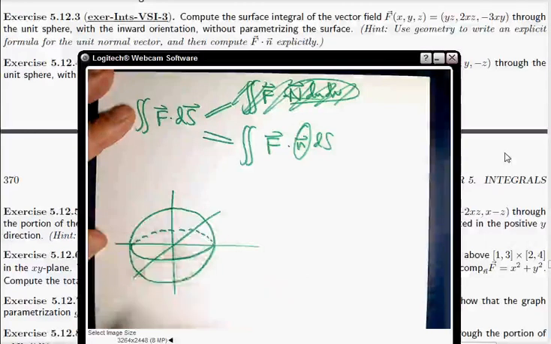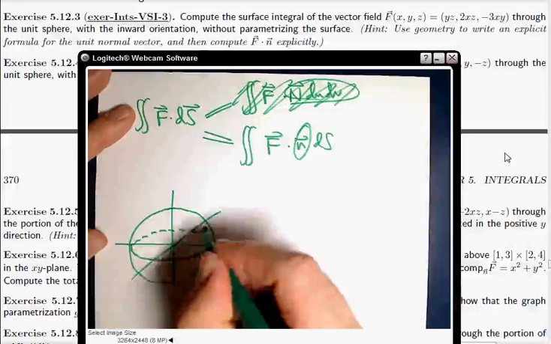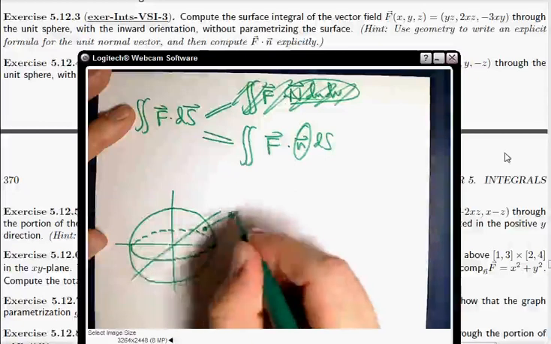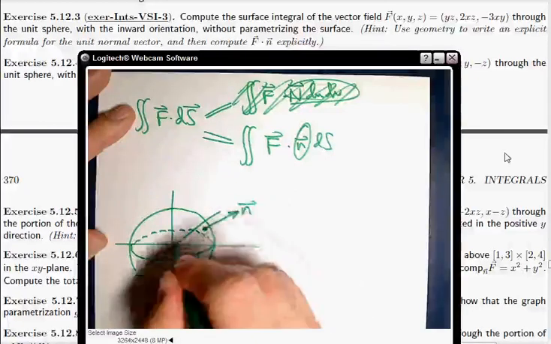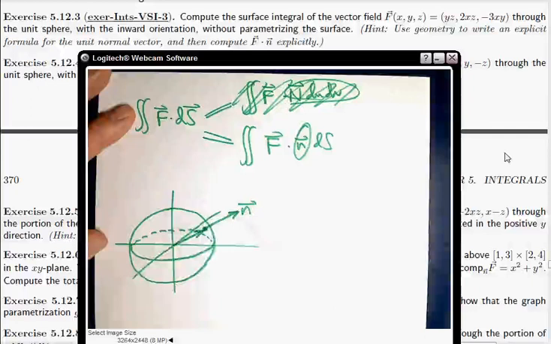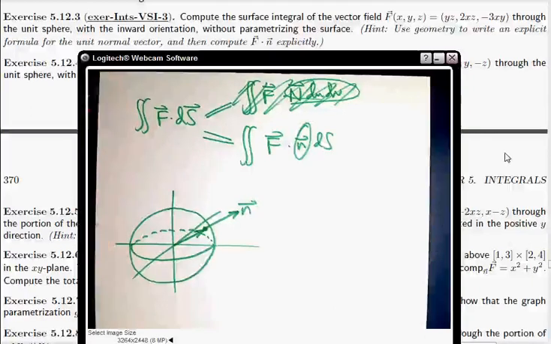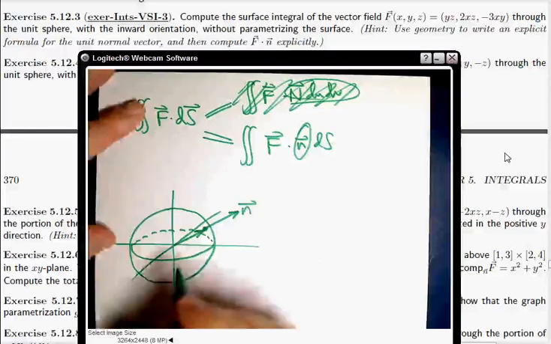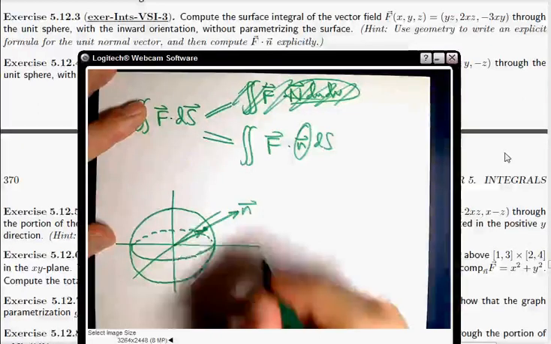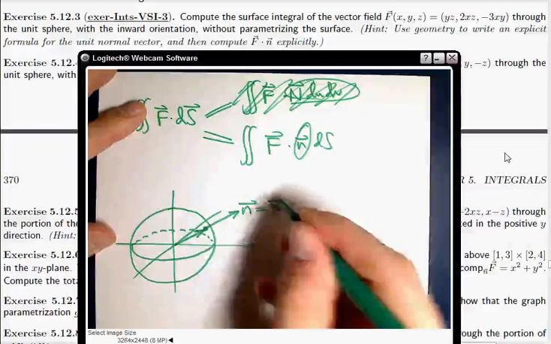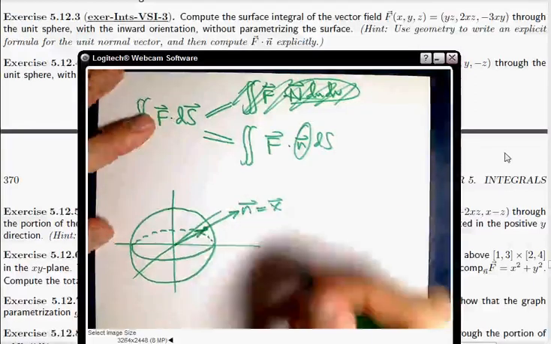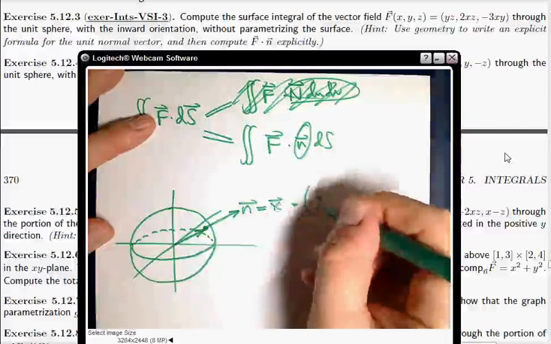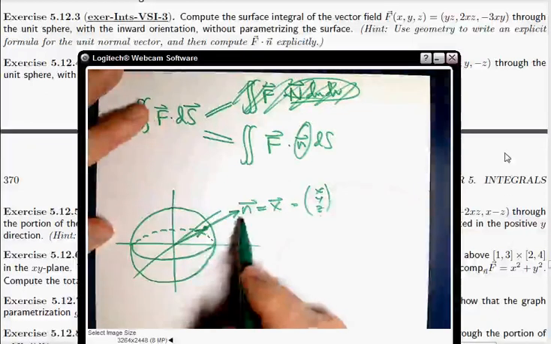But if you have some point on the surface of the unit sphere, the outward pointing unit normal vector, note, is exactly the same as the position vector for the point. They point in the same direction because of the symmetries of the sphere, and they're the same length because this is a unit sphere, and therefore that position vector has unit length. So that n is just x. In other words, it's just x, y, z. Now that's the outward pointing unit normal.